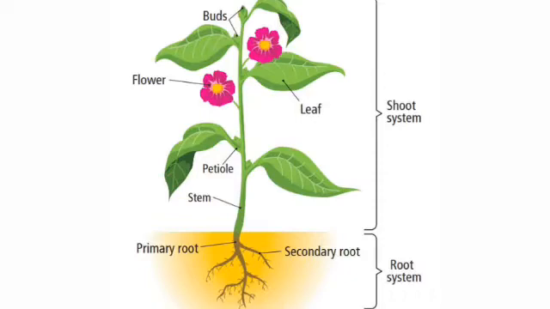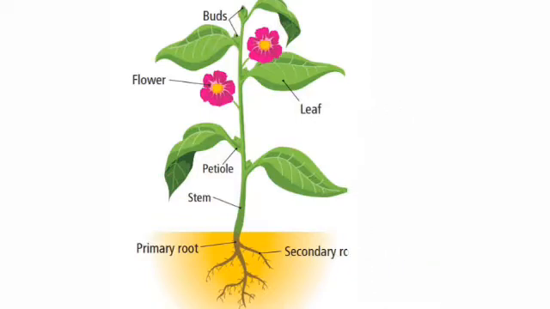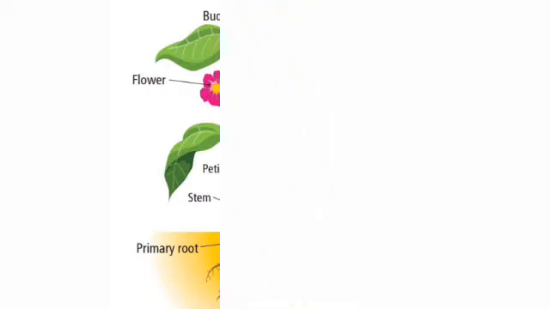We saw the major functions of the stem. The stem holds the leaves, buds, flowers and fruits. The stem acts as a pipeline to conduct water and minerals to the other parts of the plant, and also the food prepared in the leaves to the other parts of the plant.